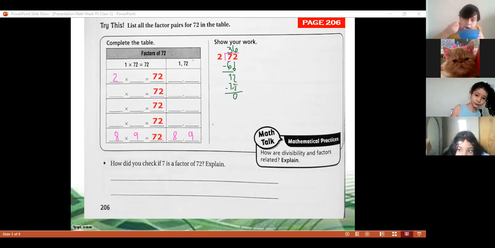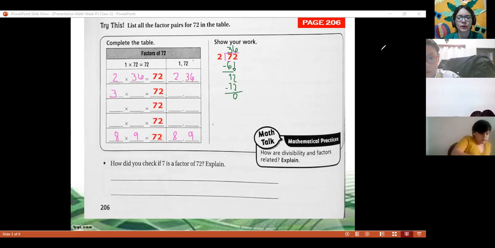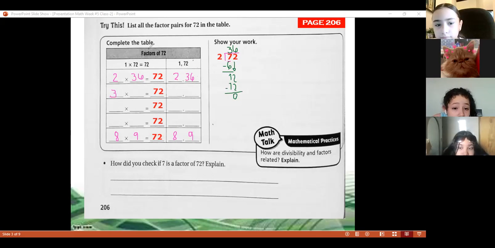Remember, that is the rule. A number is divisible by another number if the remainder is 0. In this case, it's 0. So 2 times 36, using the same color, is equal to 72. If you multiply 2 times 36, you're going to get 72, class. So the factors here are 2 and 36. Now, let's see, with number 3, can we divide 72 by 3 and get remainder 0? What do you think? Yes, we can try.